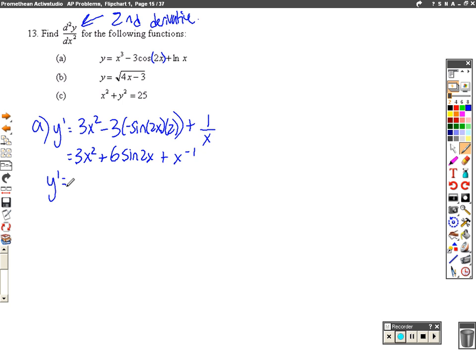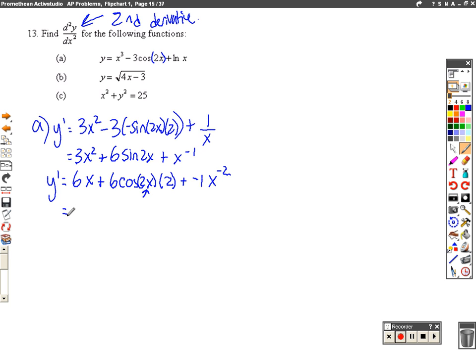We've got y prime. The derivative of 3x squared is now 6x, plus 6 times the derivative of sine of 2x is going to be the cosine of 2x. Don't forget that chain again, times the derivative of 2x, which is 2, plus the derivative of x to the negative 1, bring the negative 1 down. We've got negative 1 x to the negative 2.